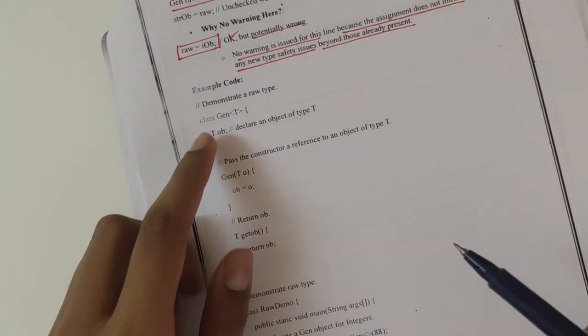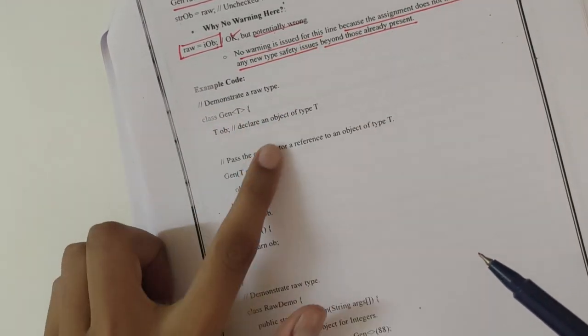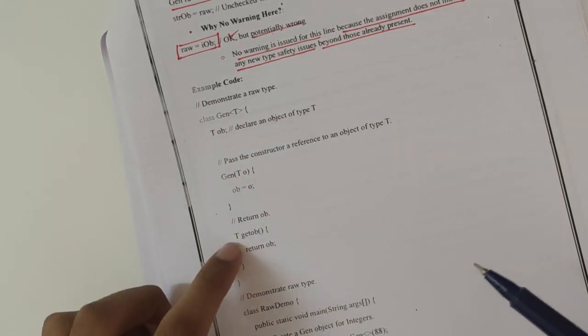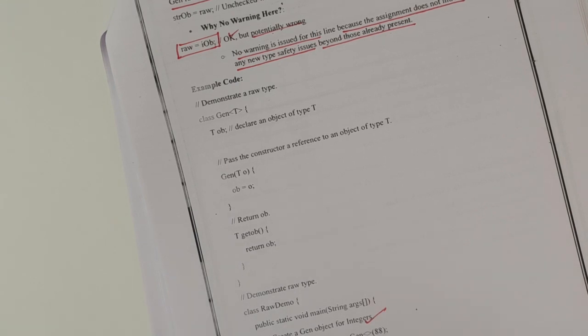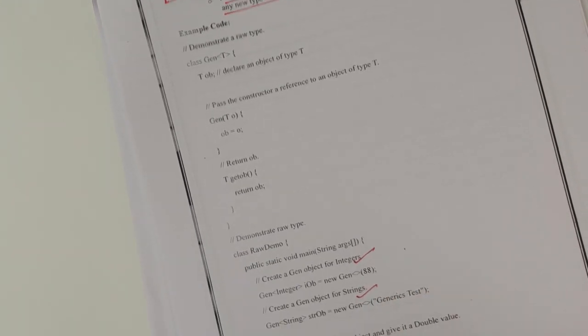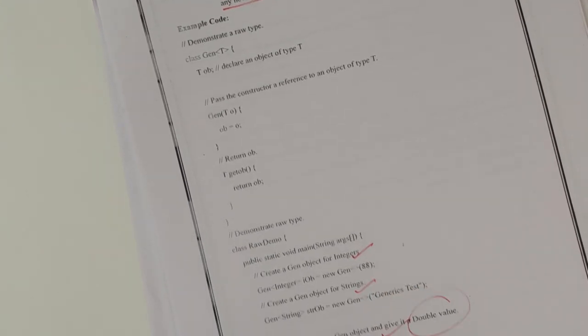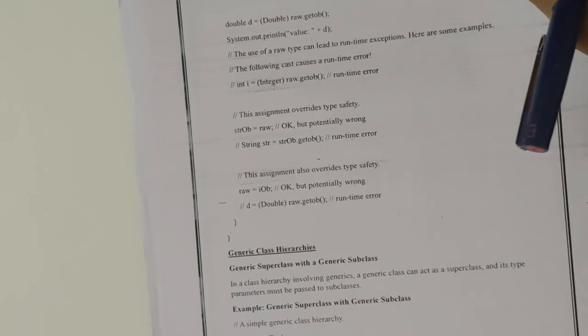This is again the code snippet for that. Again, you are just declaring an object of T. You are passing the constructor for reference. Then again, you are returning the object. Next, again, you are creating a Gen object of integers. Same for strings, and again a raw type and giving a double value. Okay, this code, guys, you have to practice and remember, because syntax is very important.